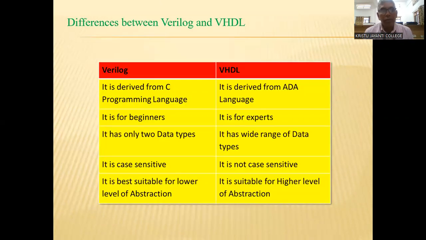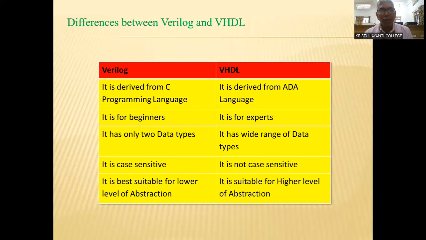The comparison of the Verilog and VHDL is, in fact, Verilog is derived from C programming language, whereas the VHDL is derived from ADA language. Verilog is used for the beginners, and VHDL is used for the experts. Verilog offers two data types, whereas VHDL has a wide range of data types. Verilog is case sensitive, whereas VHDL is not case sensitive.